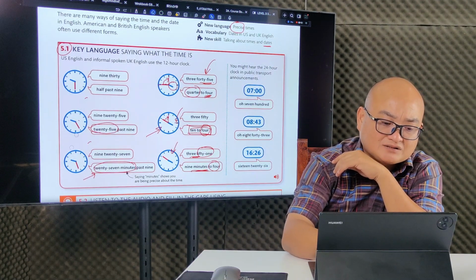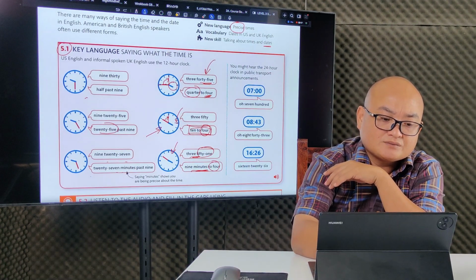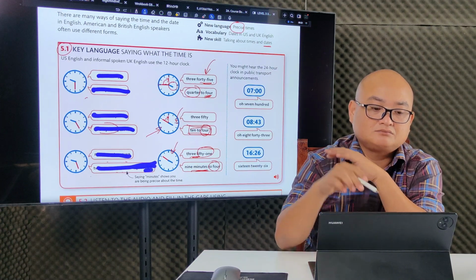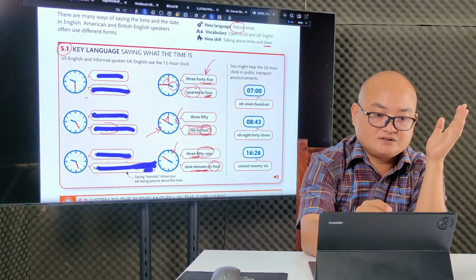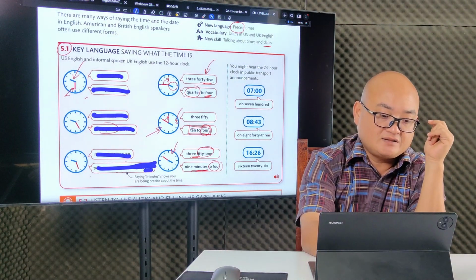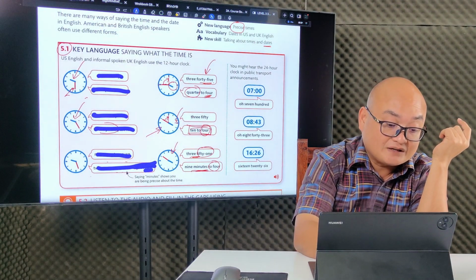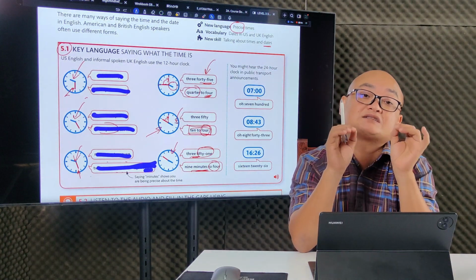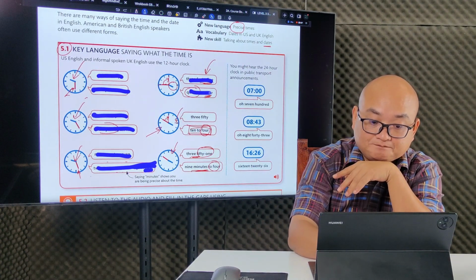So if you want to practice to make your English more fluent, you just have to hide this, close it up, and now you practice. You practice by saying, okay, this one is 9:30, and this one is 9:25, and this one is 9:27, or you can say 27 minutes past 9.